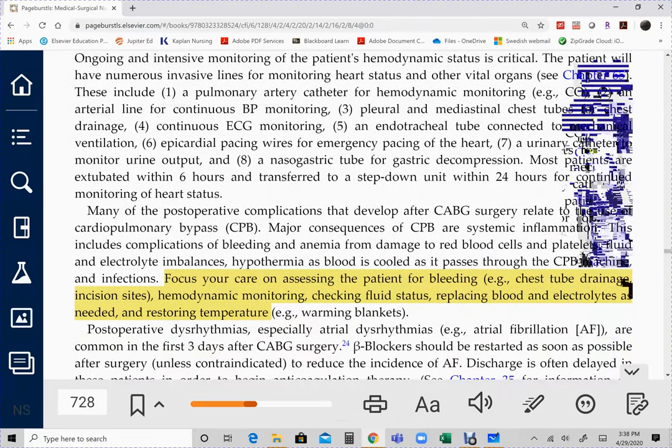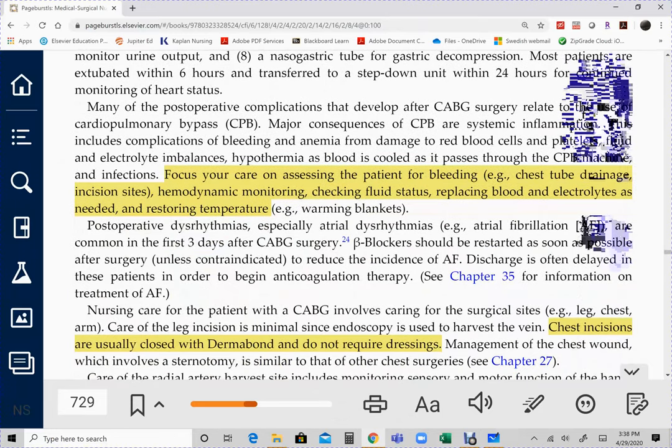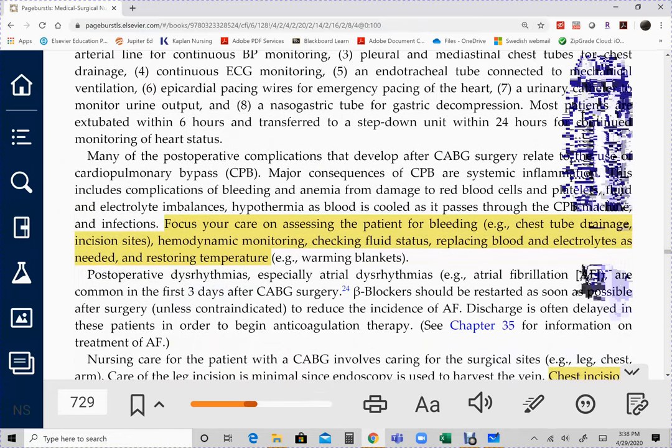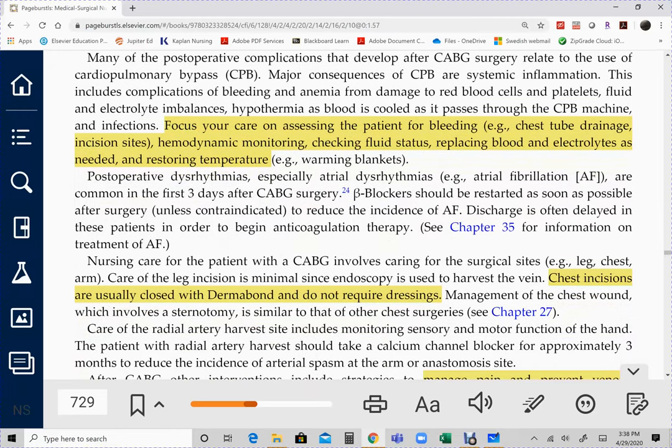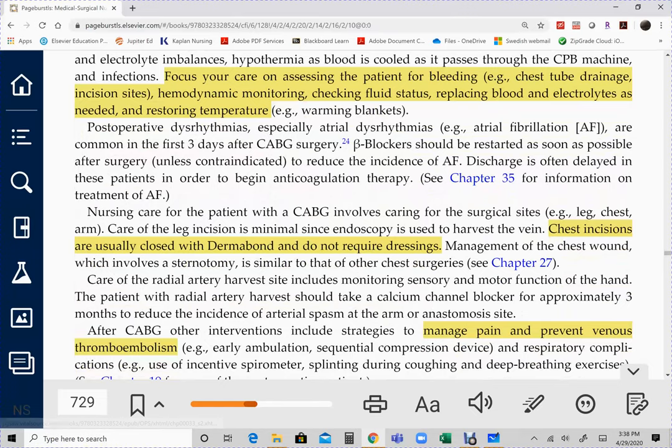Alright, immediate post-op, especially if they had open heart surgery or MIDCAB, whatever. If it's a bypass graft, there will be chest tubes in the patient. You discussed chest tubes in lab already. Make sure they are draining properly. Then the care of the incision.